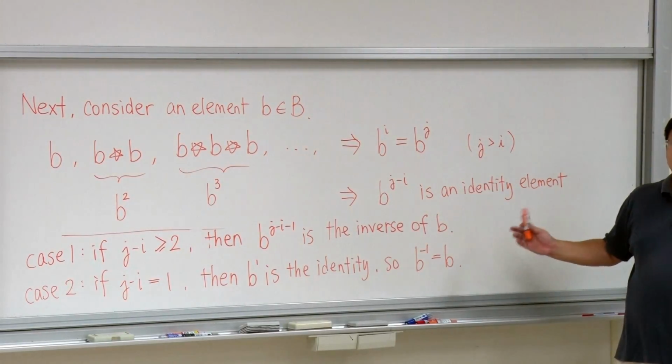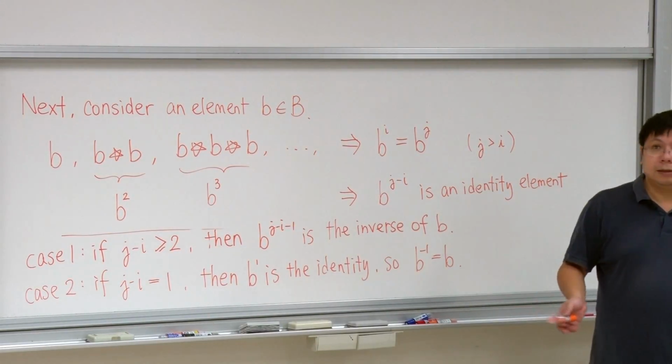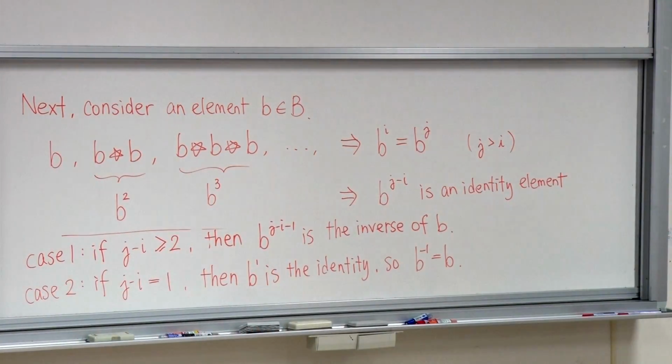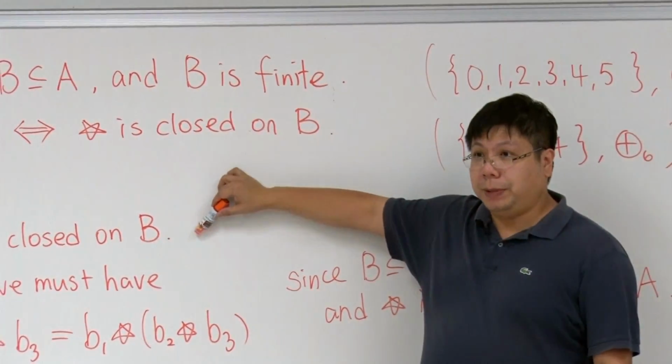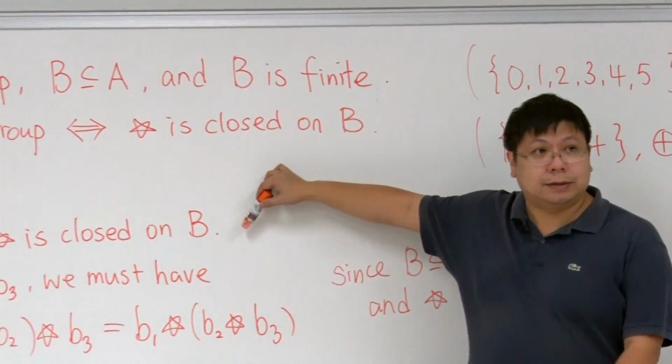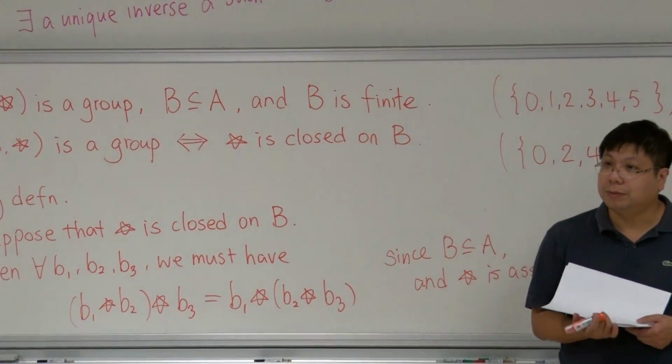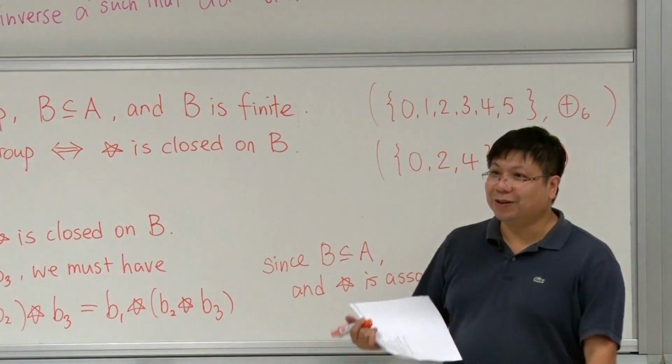So in that case, we have shown that if star is a closed operator on B, then B with star satisfies all the properties of a group. So B star will be a group. Is that okay? Okay, too long thing.